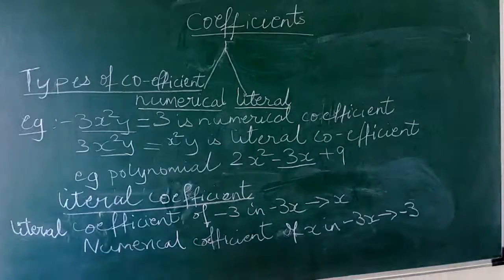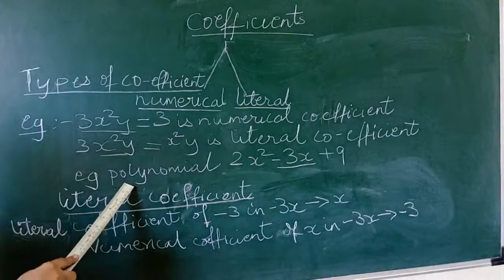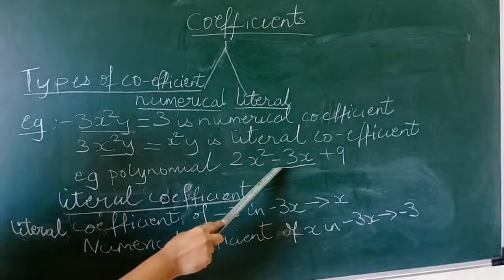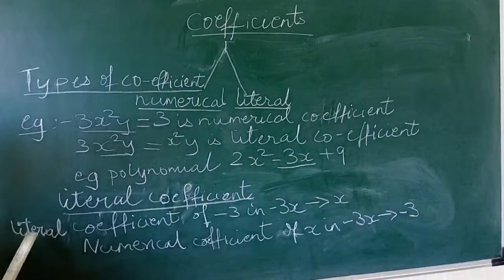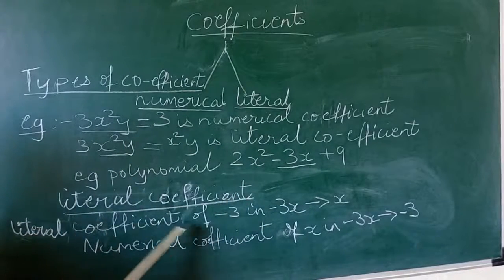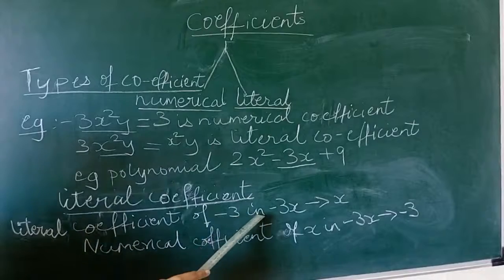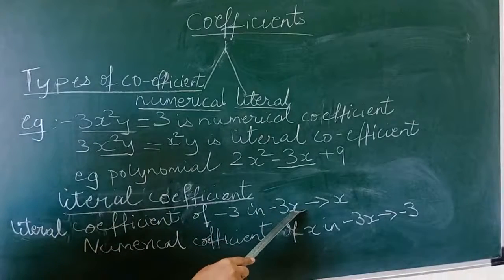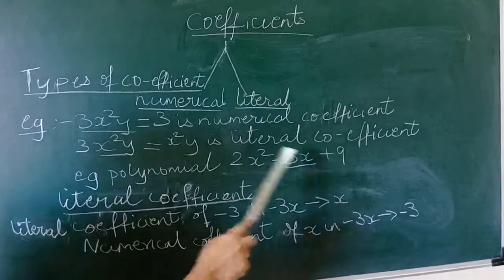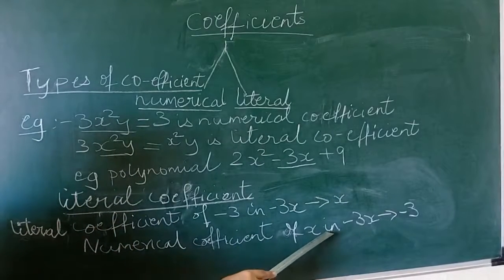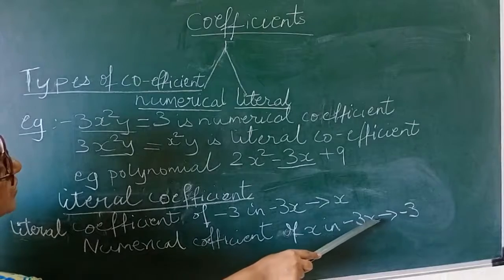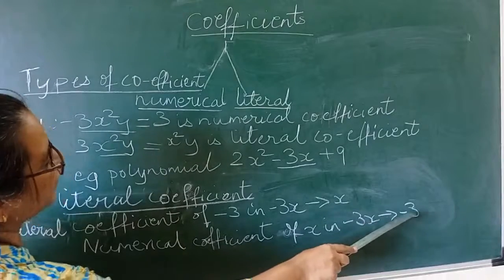Now in the same example, let us see the coefficient of the next term, that is minus 3x. We are going to see the literal coefficient. The literal coefficient of minus 3 in minus 3x is x. And the numerical coefficient of x in minus 3x is minus 3.